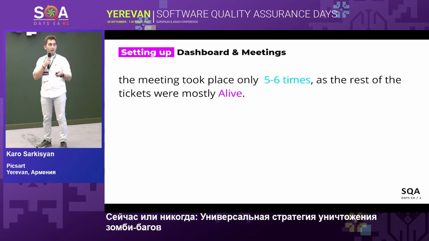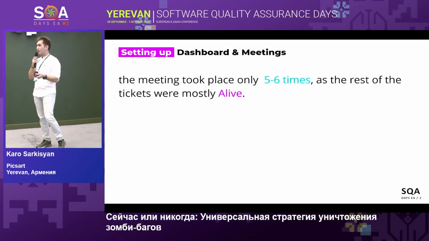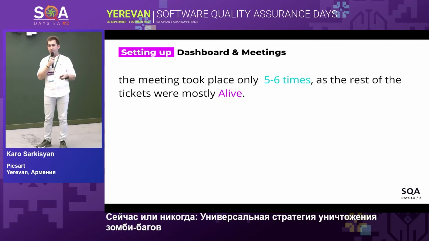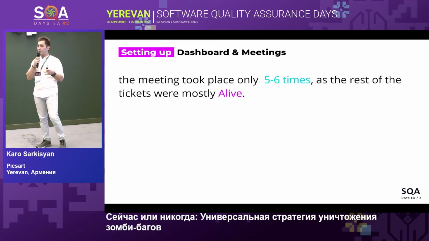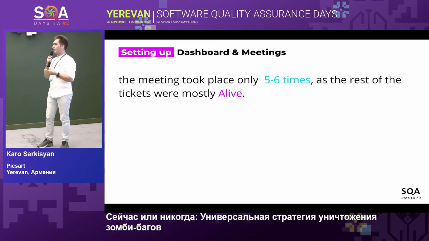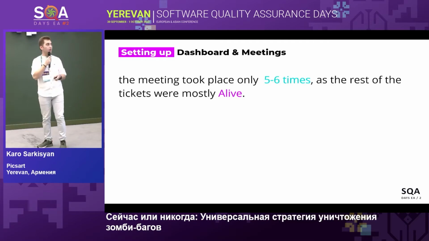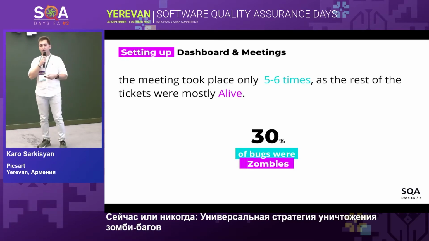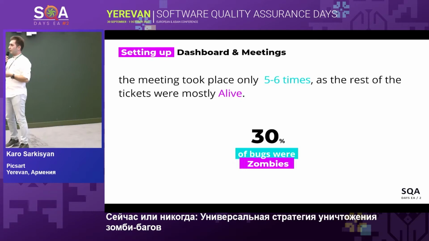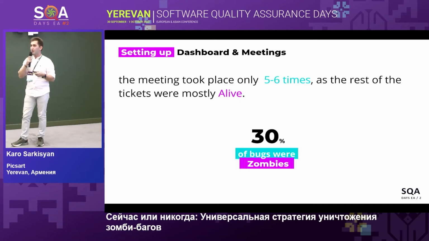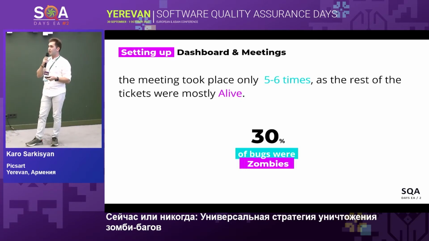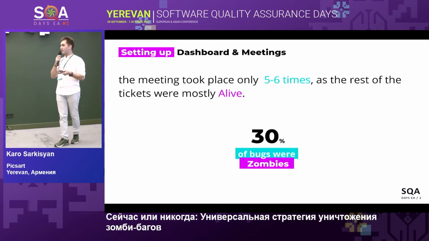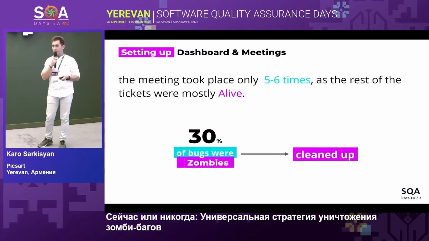The meeting took place only 5 or 6 times, and after that, in our backlog there were only bugs which are alive. And during this whole cleanup process, we found that about 30% of our bugs were zombies, and we cleaned our backlog from them. And that was a huge number.